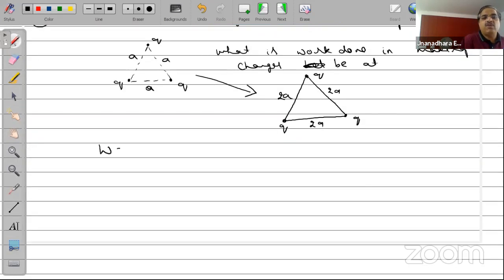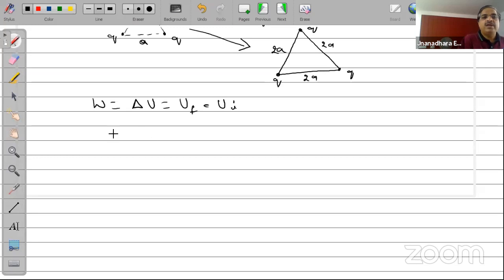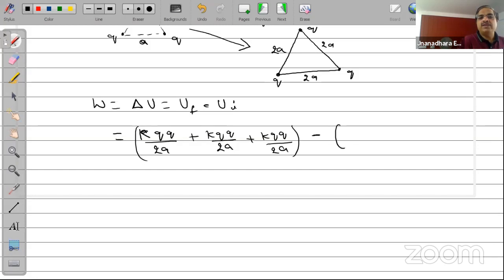So that work done can always be written as delta U, the change in the potential energy, UF minus UI. Now the question is, what is UF, what is UI? Now UF can be written as K QQ by 2A for these 2 charges, plus K QQ by 2A for the next set of charges. Finally, for the last set of charges, it is K QQ. So this is the final potential energy minus the initial.